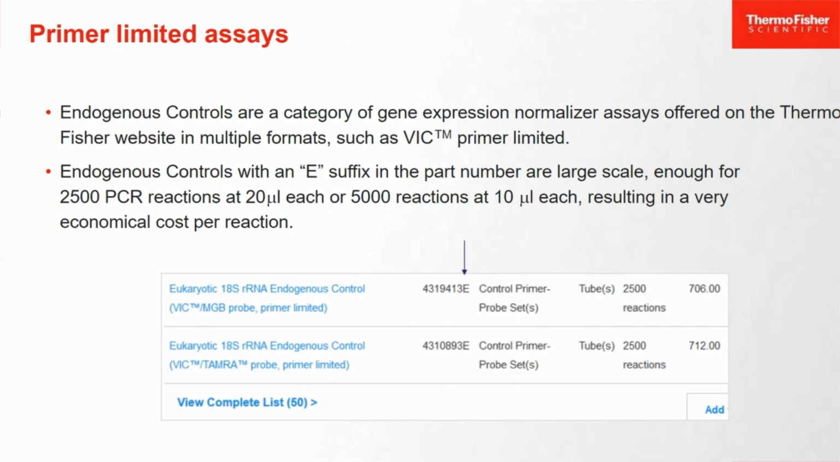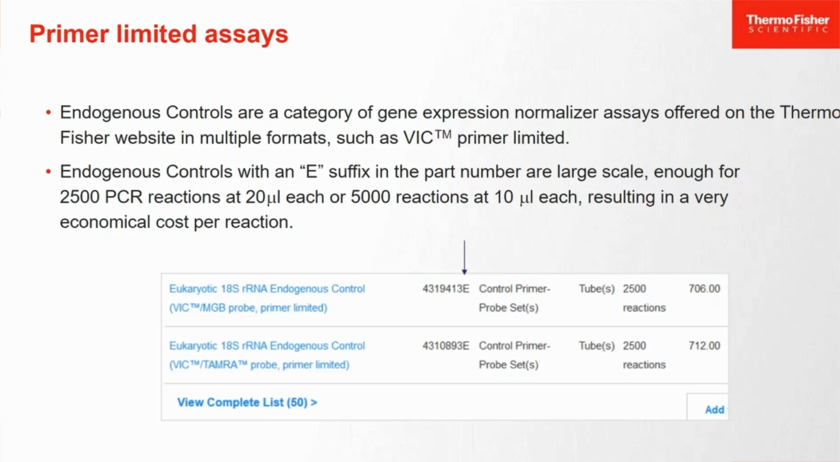But actually, you don't have to do a primer titration experiment to identify primer limitation. We offer assays that are primer limited right off the website. One example of that is that we have a category of assays called endogenous controls. So these are genes commonly used to normalize in gene expression experiments for human, mouse, and rat. And we offer them in different formats. One format is VIC, and VIC format is automatically primer limited.